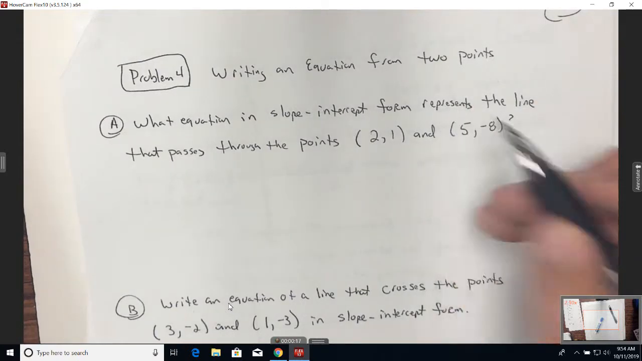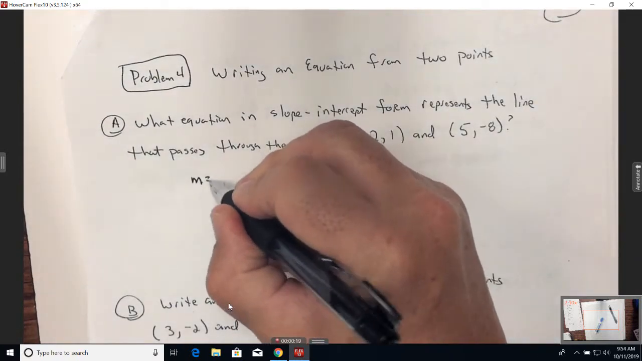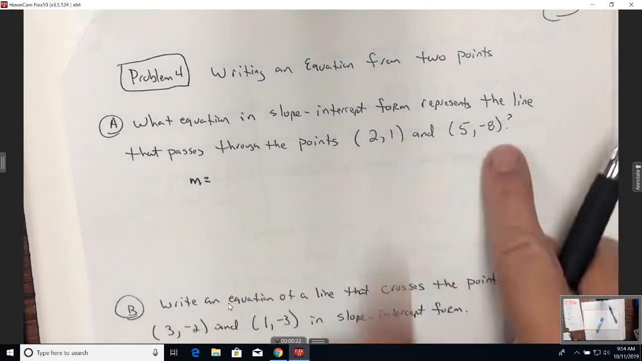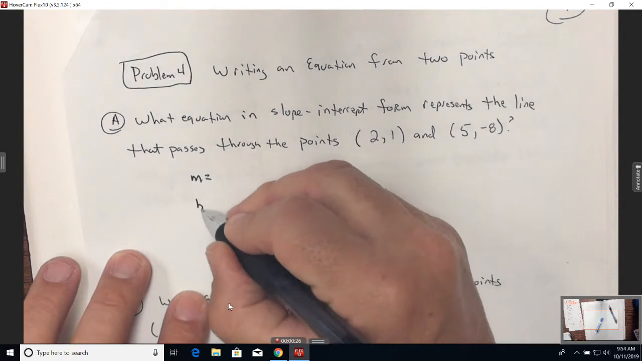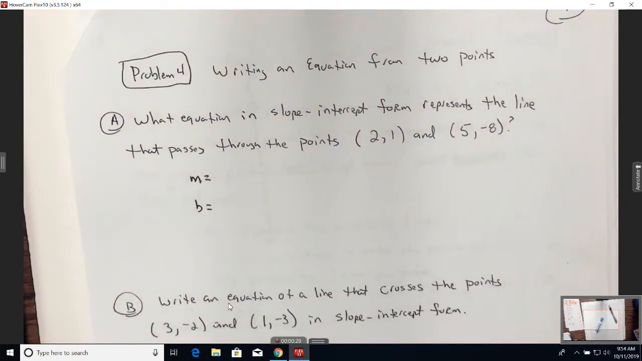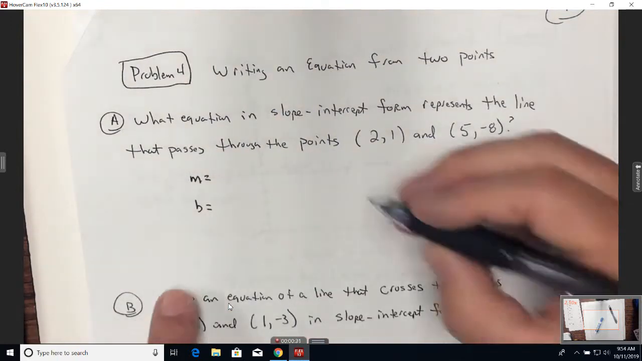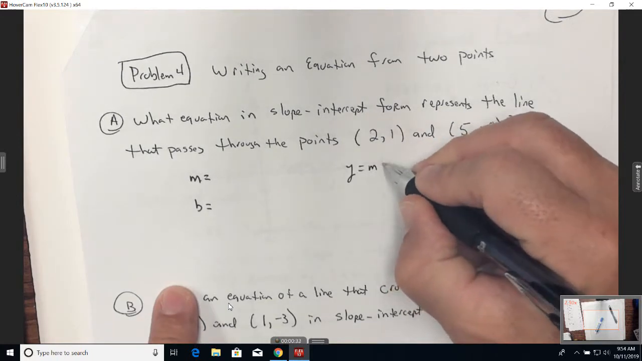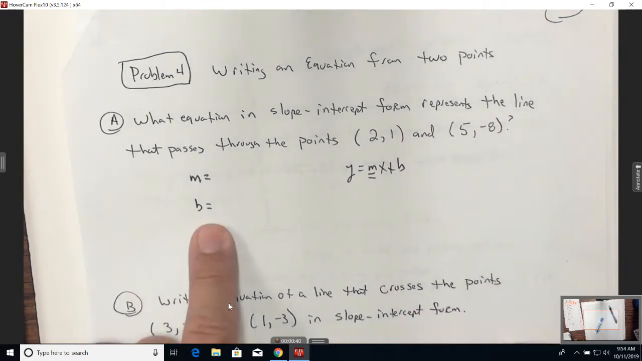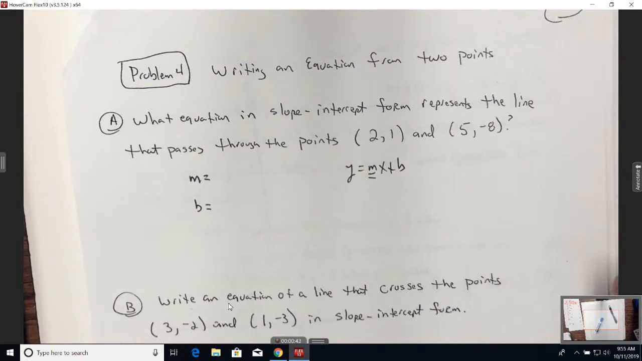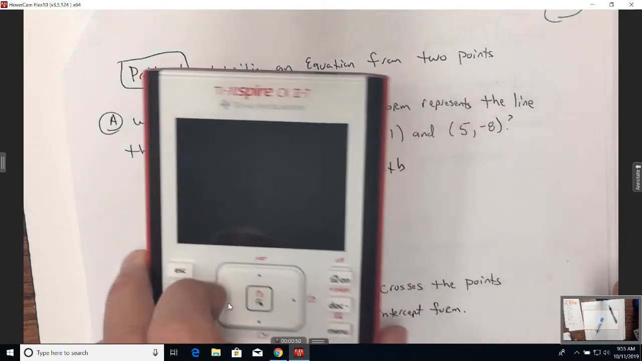And if I want to write an equation in slope-intercept form that goes through these 2 points, all I've got to do is find the slope and the y-intercept. That's it. And once I know what those numbers are, I just plug them into that equation. Wherever I see an m, that's what I'm multiplying x by. And whatever b is just follows that mx. Okay? So I'm going to show you how we can find this slope and this y-intercept using technology.